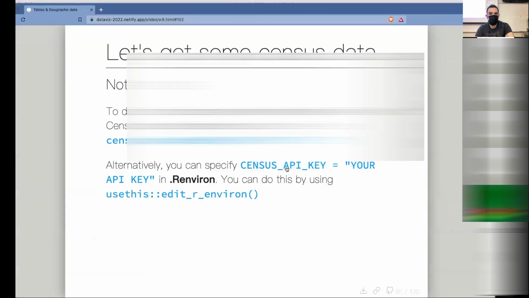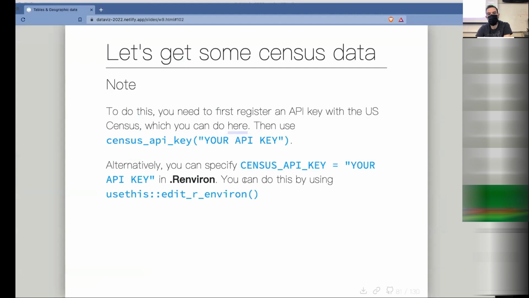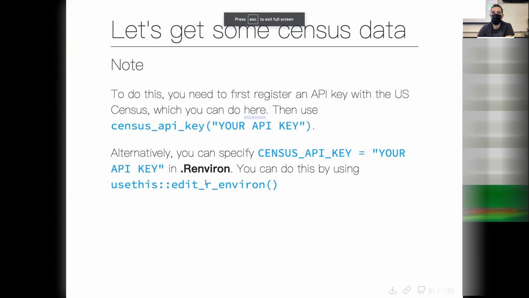Okay, we'll go back to the slides for a second. So this is just recapping what I just said. Instead of doing this, if you can't get that to work for whatever reason, at the top of your script, every single time, you could say census_api_key and then just paste your key in there as a string.